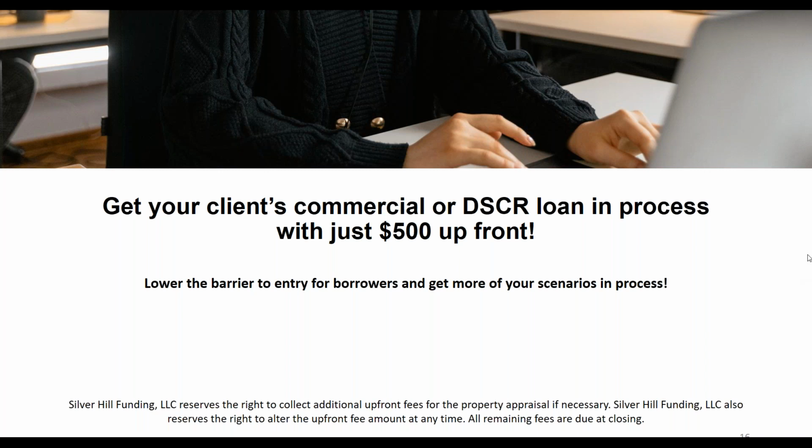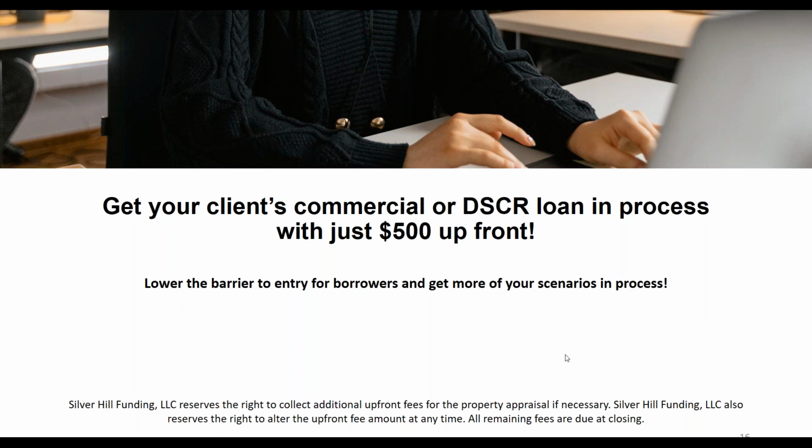Now, in a certain situation where a deal might fall through, through no fault of the borrower, maybe an appraisal is ordered, maybe it isn't. But let's say the appraisal is ordered and something unforeseen happens along the way. There are instances where we will eat the rest of the appraisal fee, but we will not collect the difference at that point. So again, deposit up front and a lower barrier to get in the game.